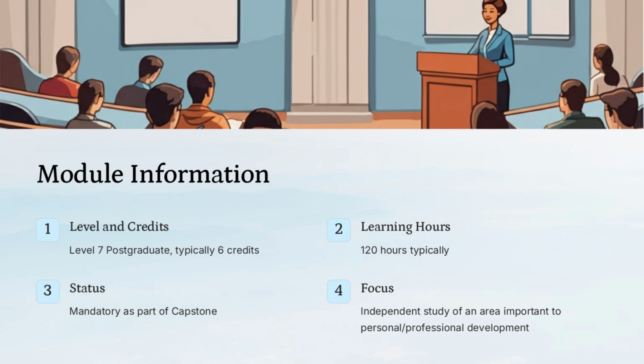This slide provides an overview of the key details about the module, including the level, credits, learning hours, status, and focus. The module is a Level 7 postgraduate course, typically worth 6 credits. Students can expect to spend around 120 hours on this module. It is a mandatory part of the capstone program. The focus is on independent study of an area important to the student's personal or professional development.